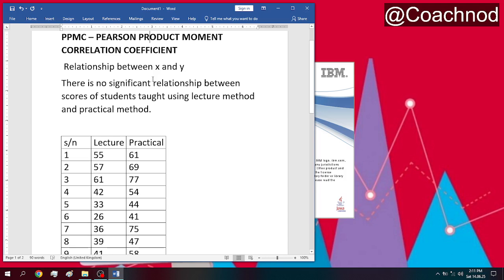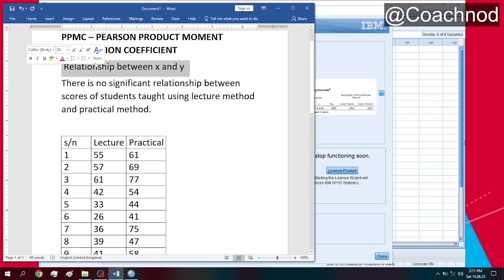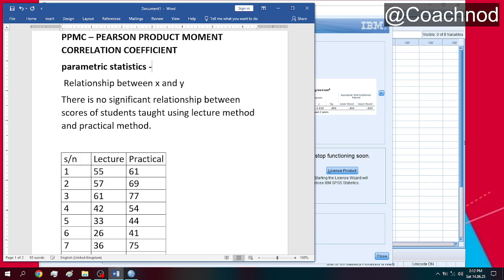And one thing about correlation is that correlation is a parametric statistic, where you use ratio and interval data.